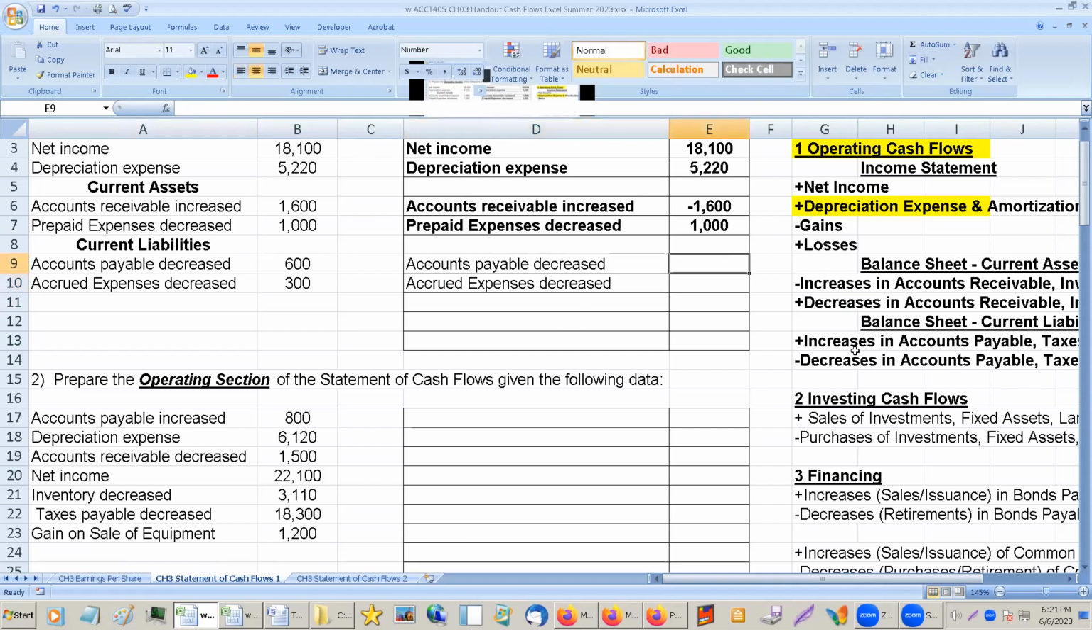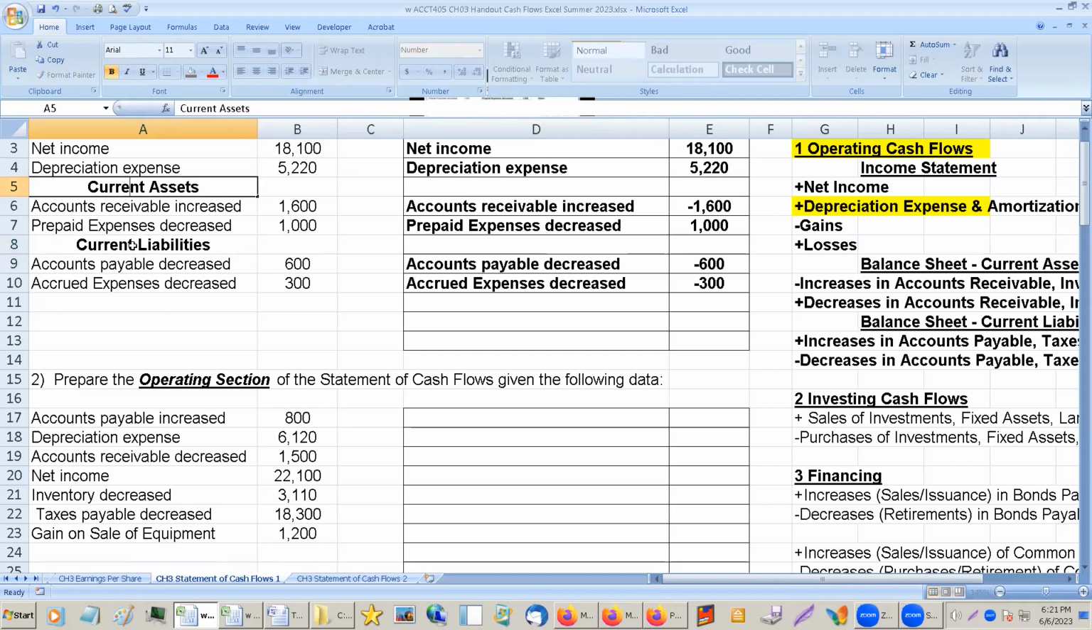Okay, accounts payable decrease, so our cash must have decreased. We must have paid off those accounts payable. Accrued expenses, I haven't talked about those. Probably should do that. They're also a liability, and they also went down, so your cash goes down. So these go in the same direction. Assets go in opposite, liabilities go in the same. So opposite direction for assets, same direction for liabilities.